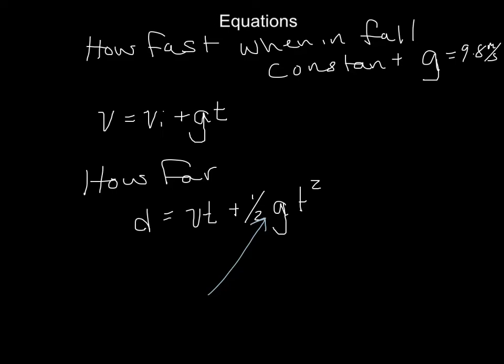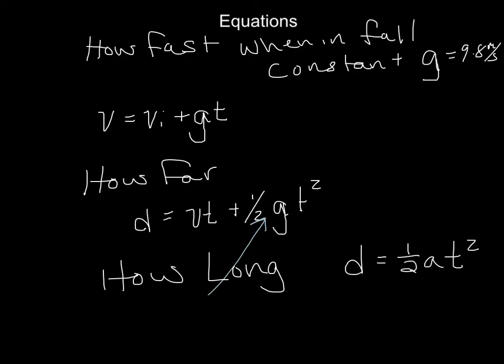Now, what if I need to figure out how long an object has been falling for? Then I need to figure out what time is. In order to figure out time, I'm going to use d is equal to 1/2 at squared. To do this, I need to solve for t. To solve for t, I'm going to shift the values over to the other side. To shift the 1/2 over, I'm going to multiply both sides by 2.